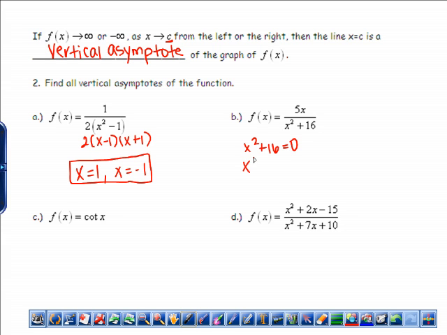But here I get x squared equals -16, and you could have predicted that this is a dead end. There are no real numbers that make this happen. So there are no vertical asymptotes. You can have a rational graph with no vertical asymptotes. It happens. Alright, now cotangent.